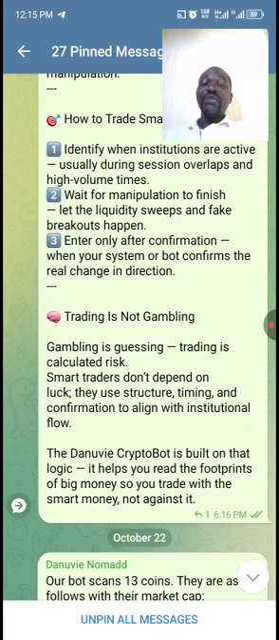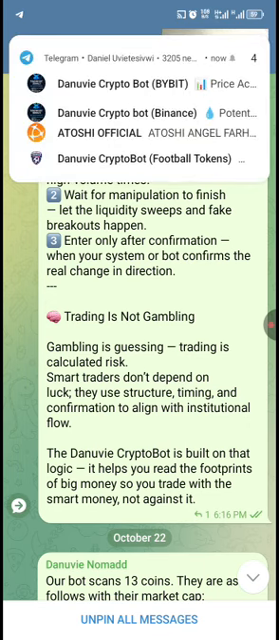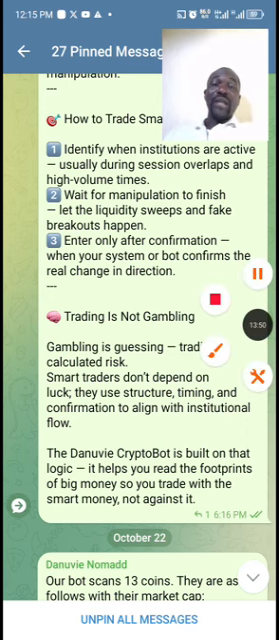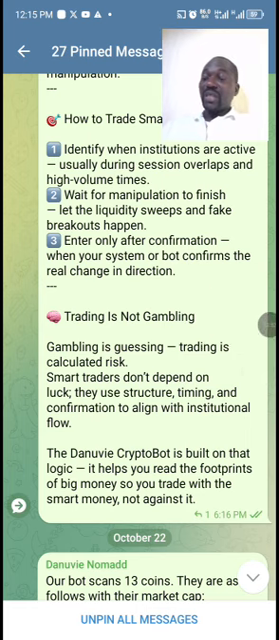So the Danuvian crypto bot is built on that logic. It helps you read the footprints of big money, so you trade with the smart money, not against it. As you can see, that is self-explanatory. I don't need to explain much about that. So let's go to the next topic for today.